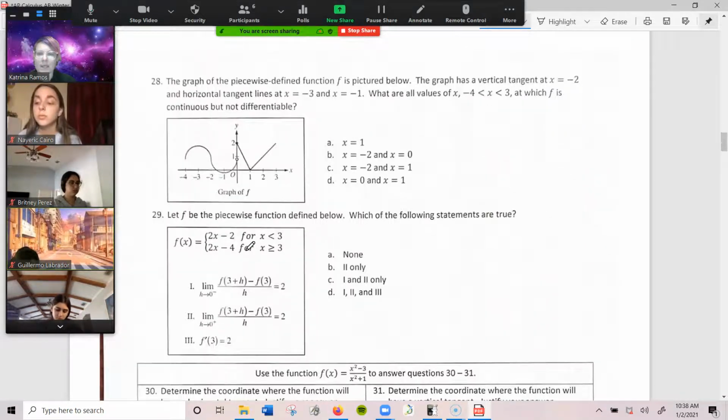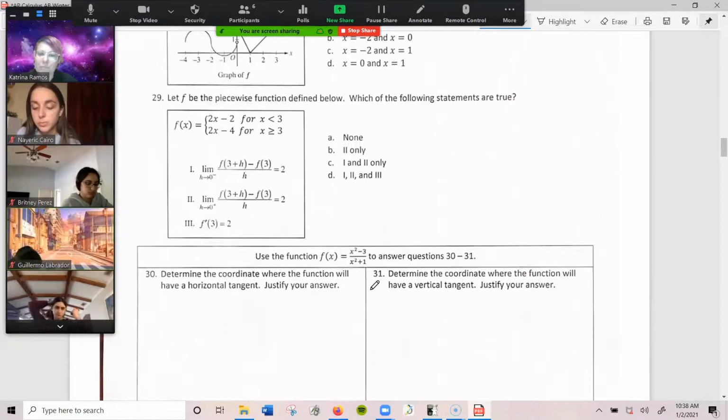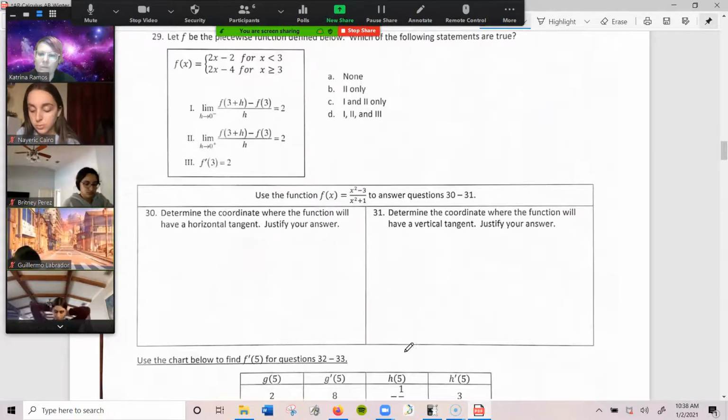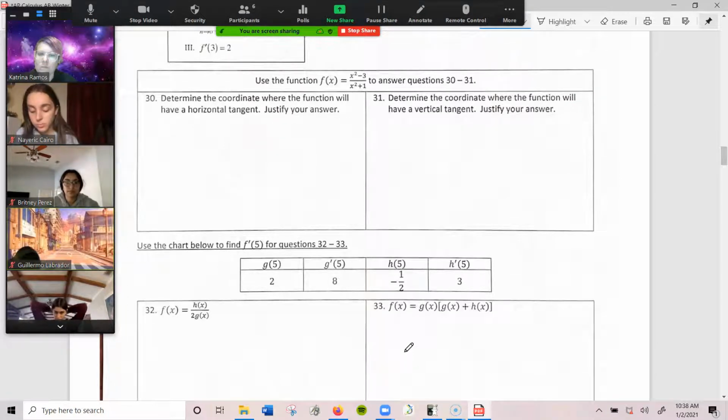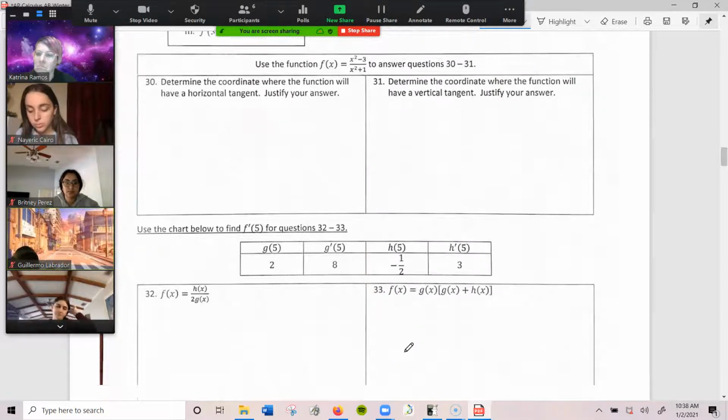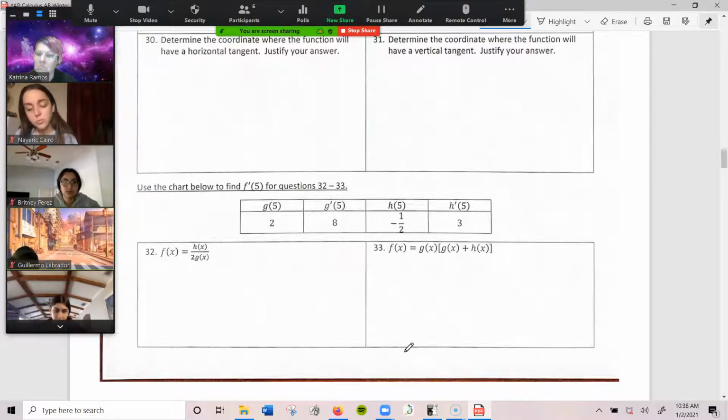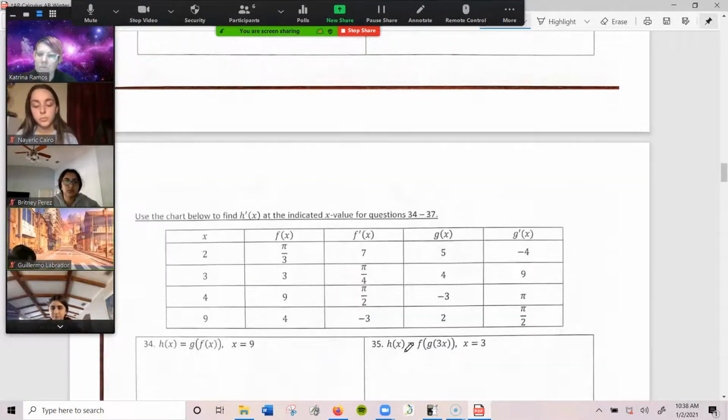All right. Anything on this page? No? Okay. Next page.